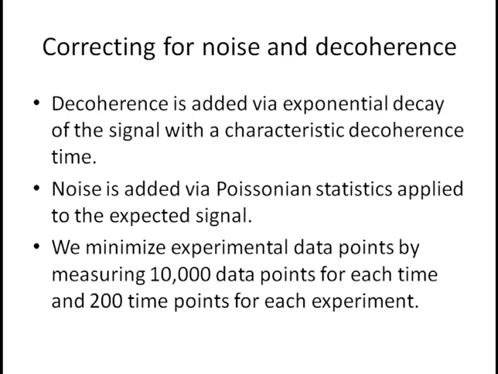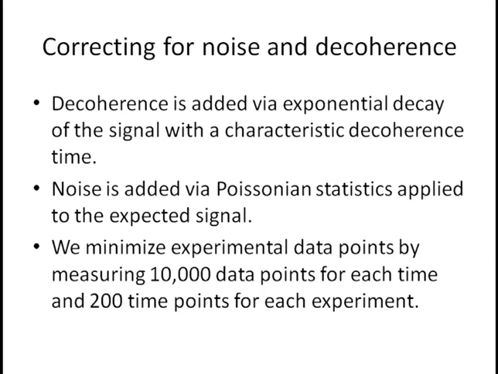One is the fact that there's going to be decoherence in the signal. And for that, we just multiply our signal by an exponential decay multiplied by some decoherence time, which is quite a bit longer than the actual time window over which we're doing the experiment. And then we just add noise by doing Poissonian statistics.